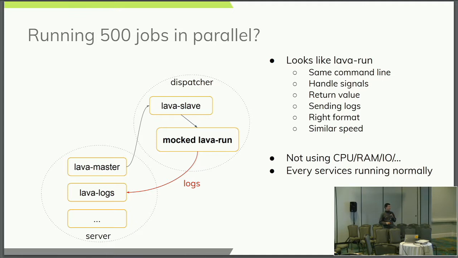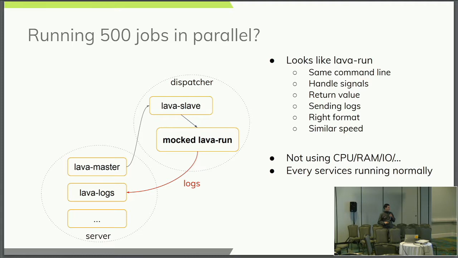For that, we just have to have the same interaction and to really look like it. So we need to have the same command line, so Lava slave can spawn it. We need to handle signals the same way as Lava run is doing. So Lava slave won't see any difference between a real Lava run and a faked Lava run. And we have to return the right value, so just exit 0, it's not too difficult.